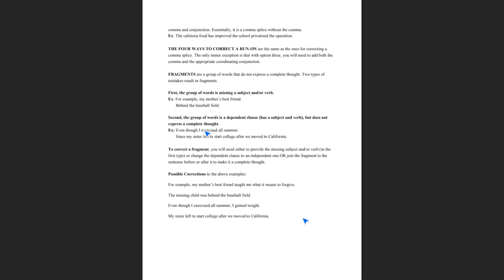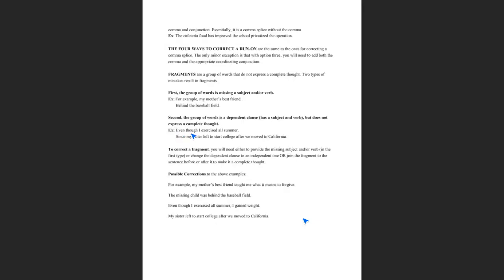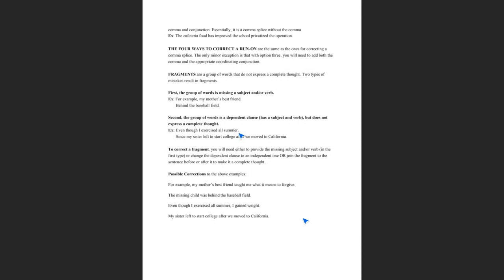Another time is that you have a dependent clause. So remember when we were just talking about ways to correct comma splices and run-on sentences, a fuse sentence, where we said that we can change one to a dependent clause. A dependent clause has a subject and a verb, such as this example, I exercise. But notice that with the words even though, it makes a dependent clause because it's not complete. So if you were to read this as one sentence, even though I exercised all summer, period. Yes, it has a subject. Yes, it has a verb, but it is not a complete thought. So that constitutes a fragment.